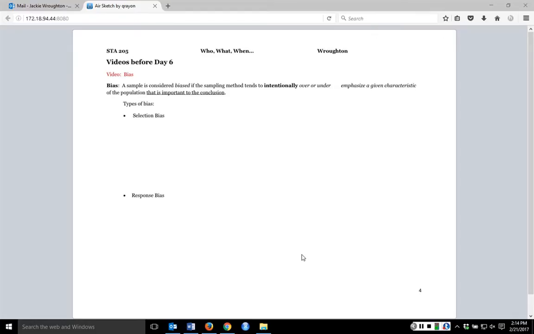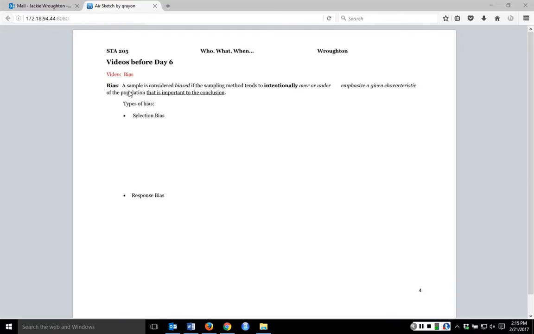Now, bias is generally a word that you've heard before, so we're going to make sure we understand what that means in a statistical sense, and we'll do the types of bias and give some examples of each of those. So a sample is considered to be biased if the sampling method intentionally, and the intentionally part is important, over or underemphasizes a given characteristic of the population that is important to the conclusion.